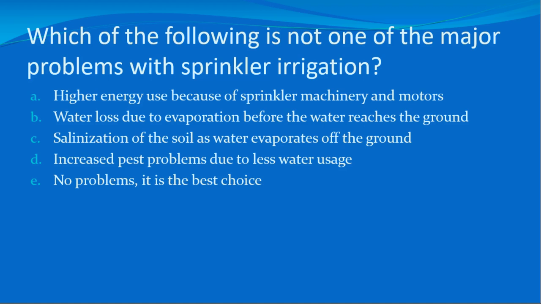Well, you don't actually have increased pest problems due to less water usage. That's not a thing. So D is not a thing, right? Salinization, same as flood, right? Water loss, as you sprinkle the water down, it actually evaporates off, right? And you have to run the sprinkler's machinery, right? And that's going to take energy.